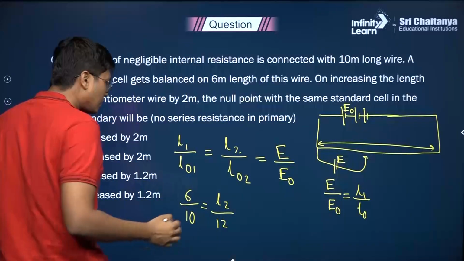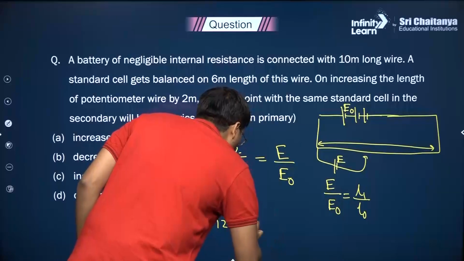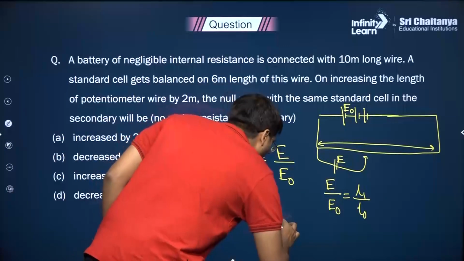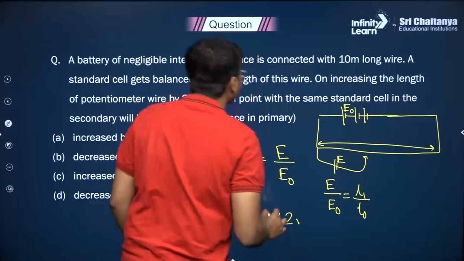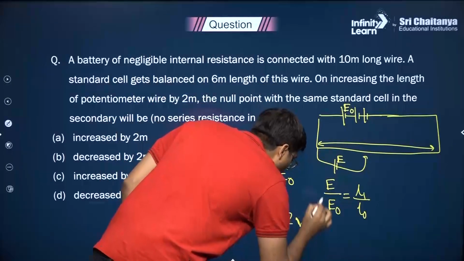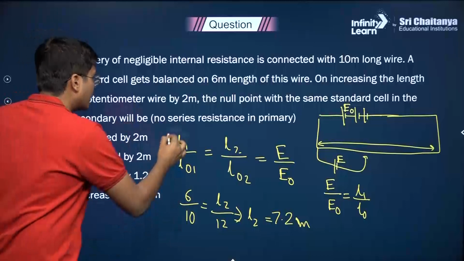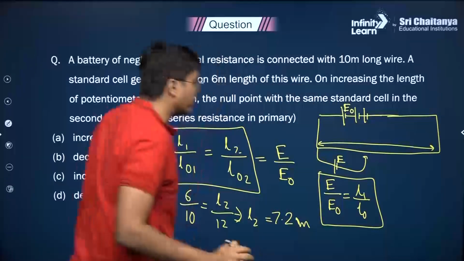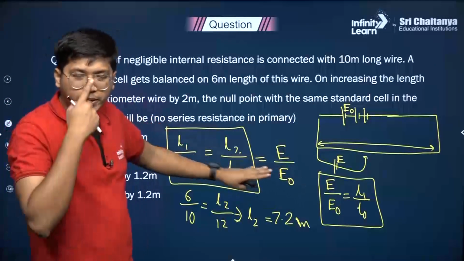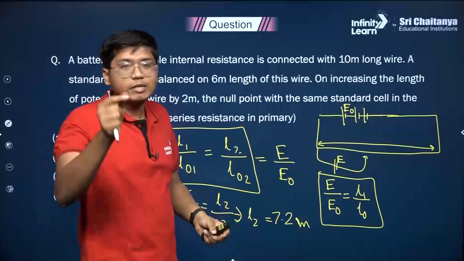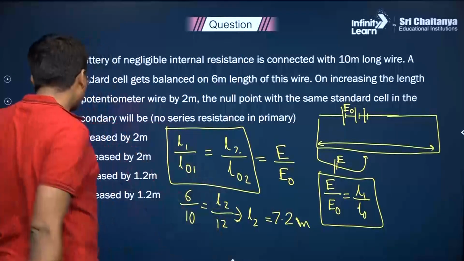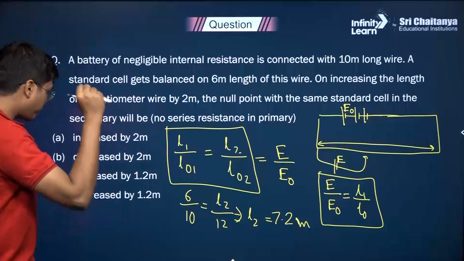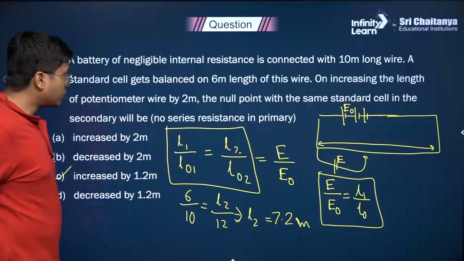So if you do, you will get L2 equal to 6 into 12 is 72, 72 by 10 would be 7.2. Is it in meters? Yes, so 7.2 meters would be the balance point. So again, this is another crucial relation for you to remember. You can derive it and you'll get there pretty quick, but if you recall it, it's much easier to recognize, especially in MCQ questions. So you've got it as 7.2, which means originally it was at 6, goes to 7.2, means it increases by 1.2 meters. Where is it? It's option C over here.